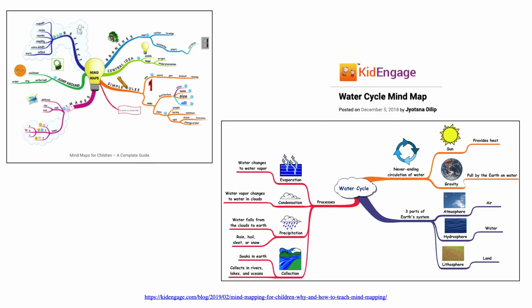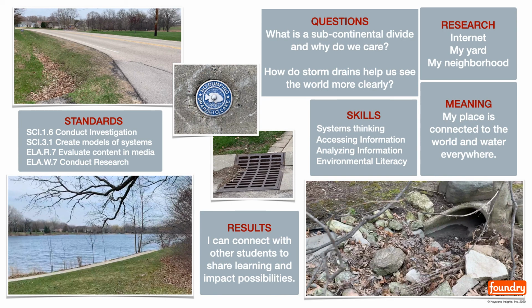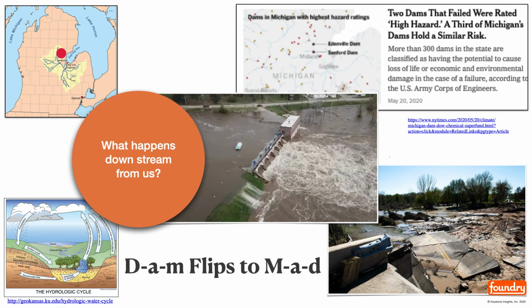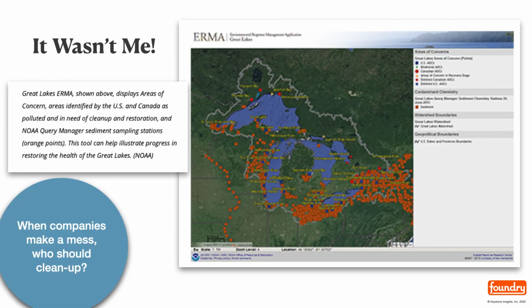So we're going to use mind maps. You might want to check out Kid Engage. And yep, this is the project. And there are projects that come from this project, lots of them. And so let's take a look at some of those. What happens downstream from us? What about those dams in Michigan that broke, really recently, and dumped toxic chemicals into Lake Huron? Real trouble. Or what about the companies that pollute? Who should clean up the mess?